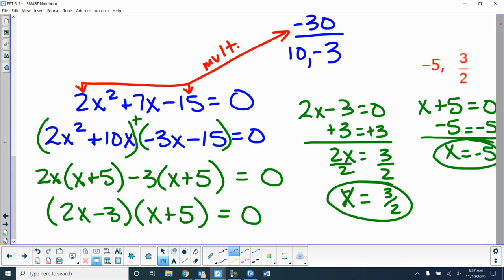You rewrite the problem. You rewrite this 7x as 10x minus 3x in the middle. The 2x squared doesn't change, the negative 15 doesn't change. You rewrite 7 with these 2 numbers. And since it's x, it's 10x and 3x. If this was a y, it'd be 10y and 3y. Okay? But if that's a y, then that's a y squared. That's all. You with me so far?